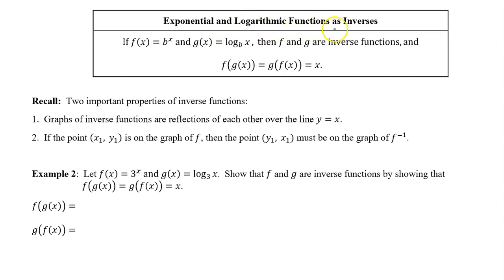Exponential and logarithmic functions are inverses. So if f of x is equal to b to the x power, and g of x is equal to log base b of x, then f and g are inverse functions. Therefore, f of g of x will equal g of f of x, which will equal just x.